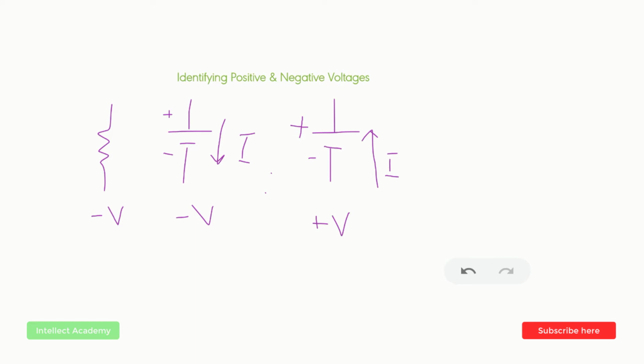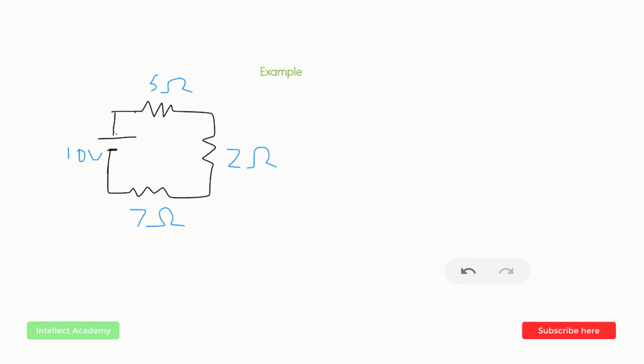In order to understand KVL better, here's an example circuit. In this circuit, we've got a source voltage of 10 volts and three resistors of 5 ohms, 2 ohms, and 7 ohms. We're going to assume a current I, in a random direction. First of all, I'm going to mark the resistors as R1, R2, and R3. Then I'm going to write the KVL equation, that is, the sum of all the voltages in this loop must be 0.